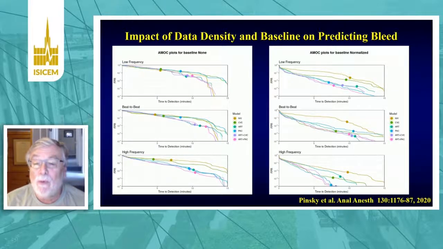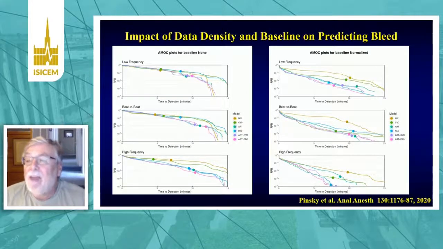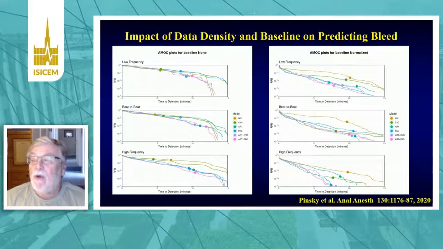This gets slightly better beat to beat, but where we really see the improvement in performance is with the high frequency waveform data, where we have an ability to identify patients with an 80% probability that they're bleeding in less than 1 in 100 false positives. That is an extremely good response rate, but I don't have a baseline. If I have a baseline, shown on the right, you can see that low frequency doesn't do badly, but beat to beat is pretty good and high frequency is better.